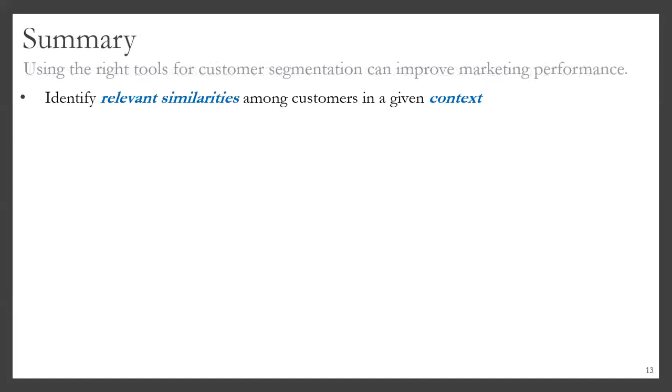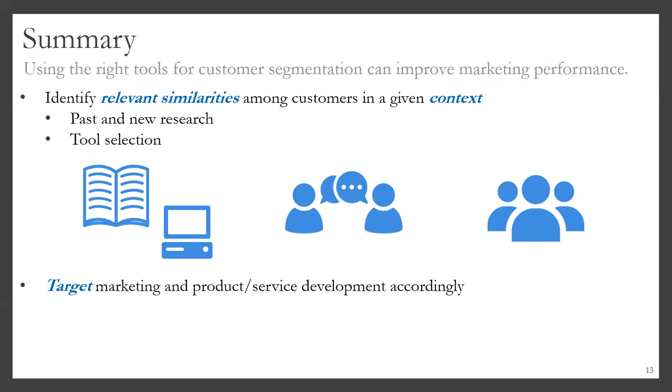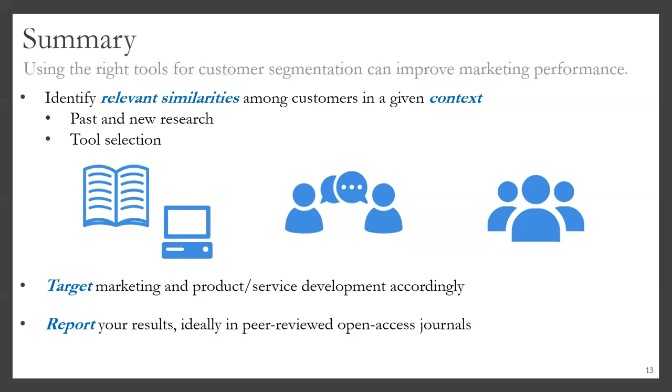To wrap up in summary, segmentation starts by identifying relevant similarities among customers in a given context, using ideally past and then new research. Selecting the tools to do that is really important for your particular project. Then you move on to targeting, marketing, and product service development based on the results of that research. And then lastly, it's really important to report your results, ideally in peer-reviewed open access journals so that we can all learn from what you've done.